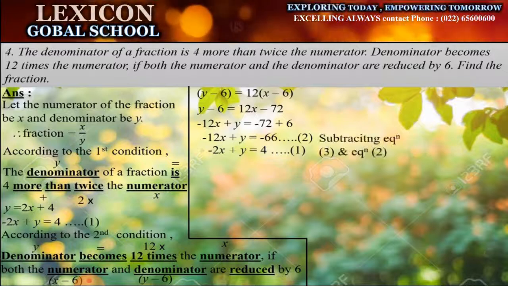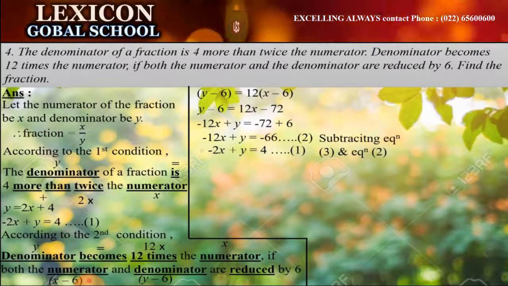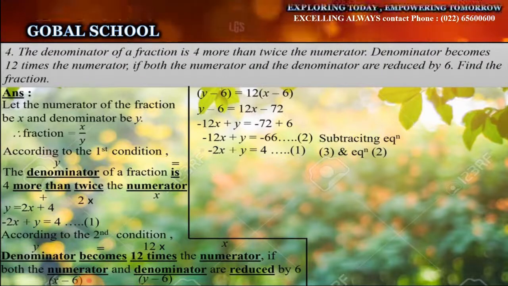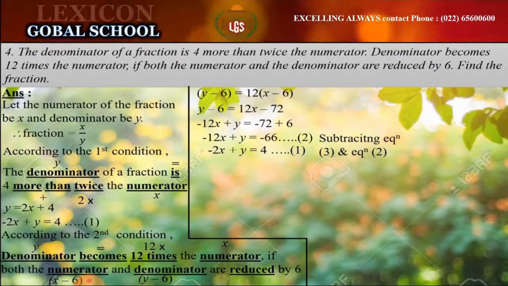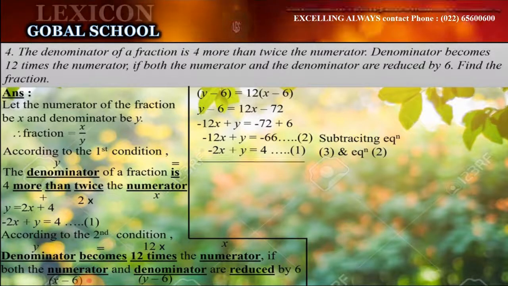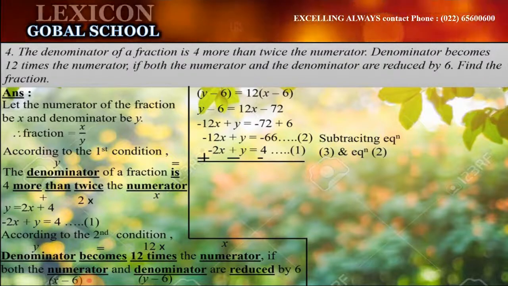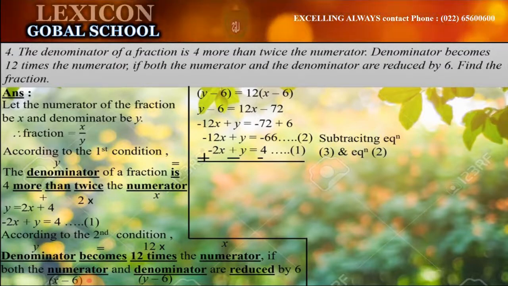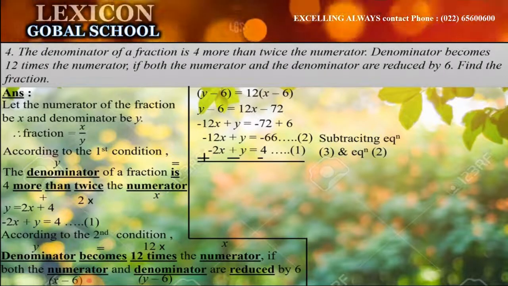As you can see, coefficient of y is same, but the signs are different. Therefore, we are going to subtract. After subtracting, the signs of the equations would change. Therefore, minus 2 will change to plus 2, plus y will change to minus y, plus 4 will change to minus 4.